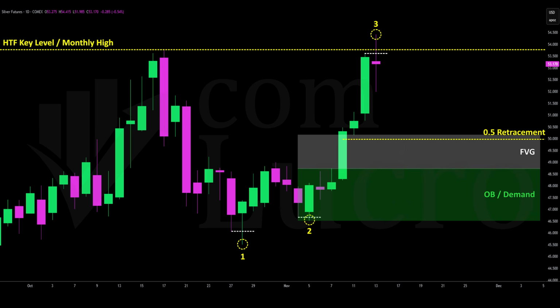I personally like to keep that 50% level marked on the higher time frame chart because it often acts as a major reaction area and can become an important target for potential short positions. Now that we have identified the higher time frame setup, the next step is to drop down into the 60-minute chart to begin looking for lower time frame confirmations and execution opportunities for entry.